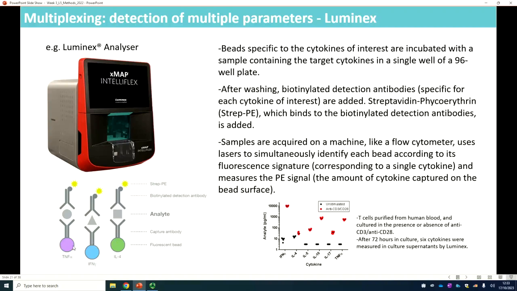This allows us to basically measure the fluorescence signal, but then also measure the intensity. So we can simultaneously identify each bead according to its fluorescence signature, which is going to correspond to the specific cytokine, but then also measure the PE signal, which will tell us the amount of cytokine that was captured. So you can see we can start to pull various things together and measure several different cytokines at the same time.